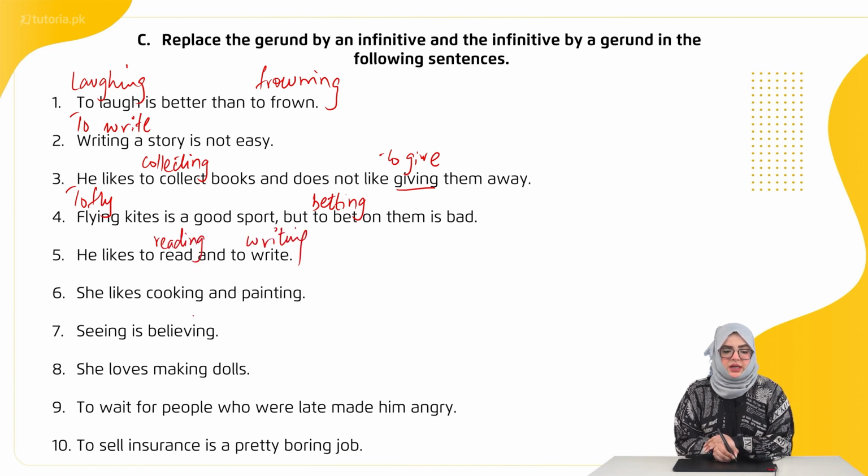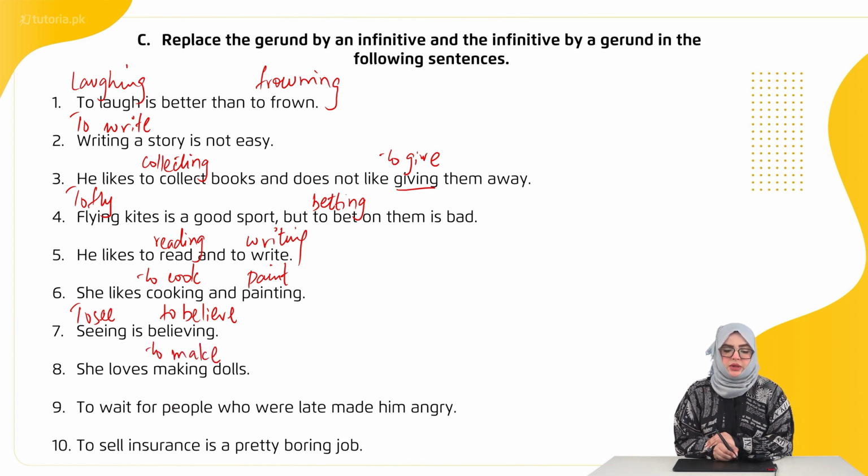She likes cooking and painting. She likes to cook. अब जब दो infinitives आए तो it's not necessary कि दोनों के साथ हम to लगाएं. You can write it like she likes to cook and paint. लगा भी दे तो it's not wrong. Seventh is seeing is believing. To see is to believe. Eighth is she loves making dolls. She loves to make dolls.